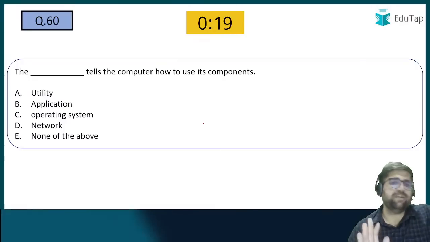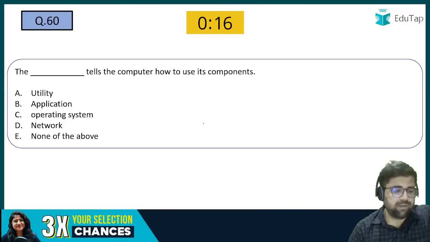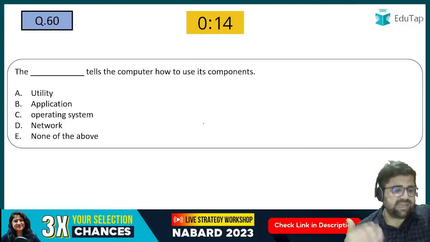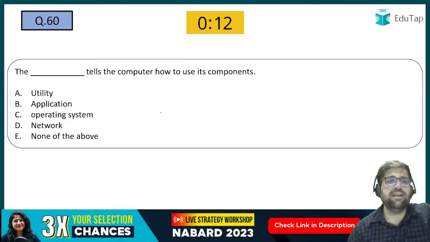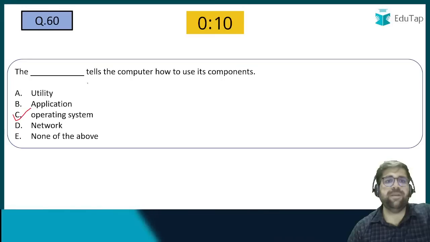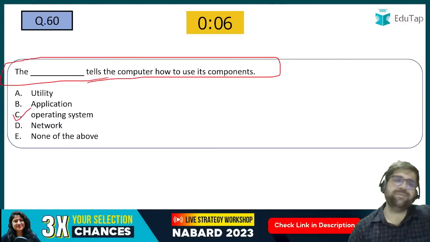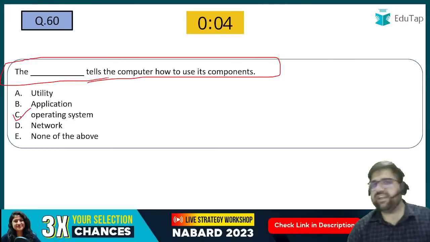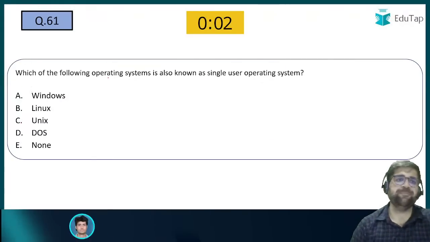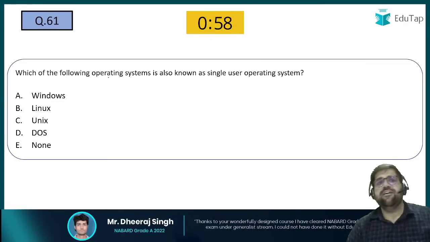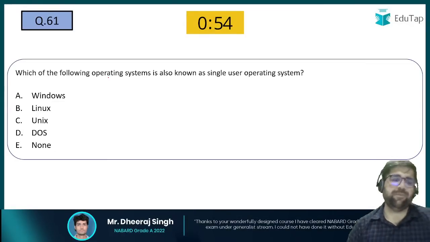Chalo, right now, question number 60 is on your screen. I need answers for question number 60. Yes, the answer was operating system. The operating system tells how to use the computer. Very easy. I am not explaining much because we have already explained what an operating system is. Question number 61. Which of the following operating systems is also known as a single user operating system?